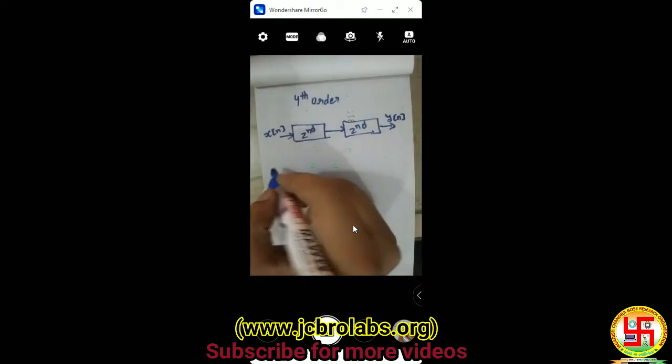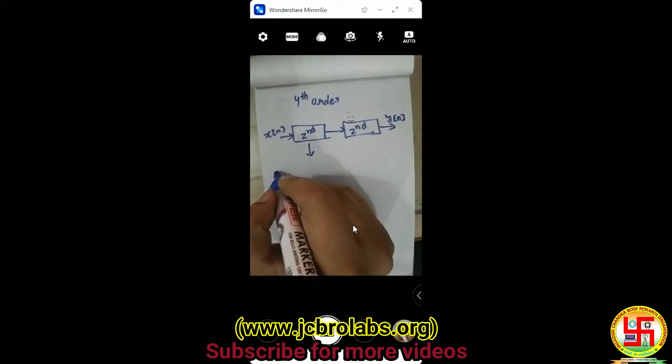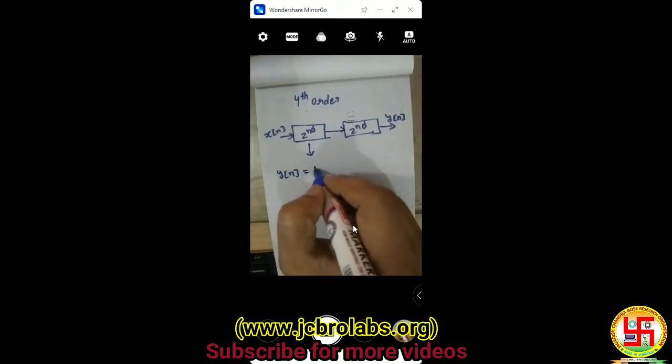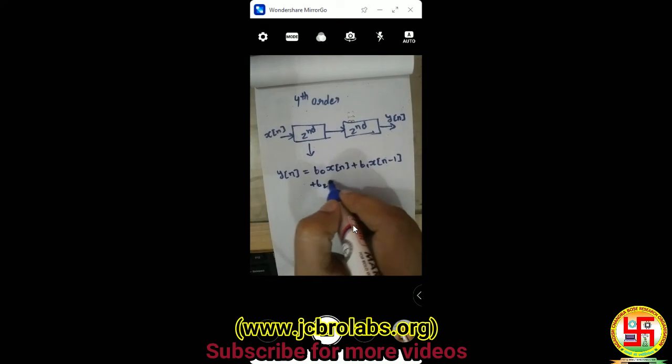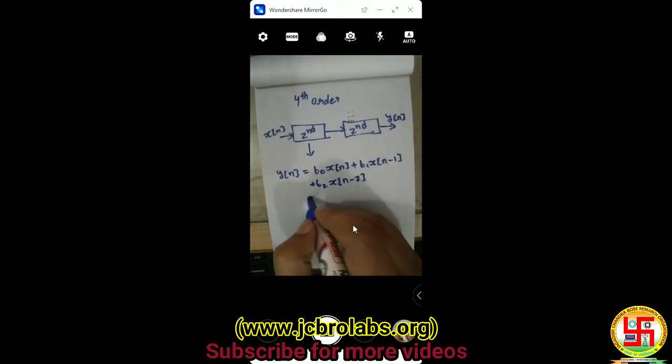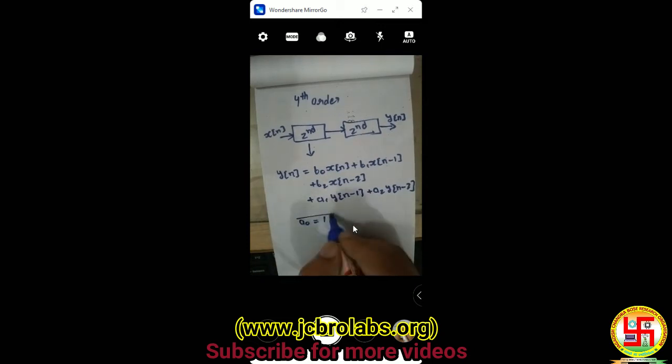The time domain equation for one second order filter will be y of n equals b0 x of n plus b1 x of n minus 1 plus b2 x of n minus 2 plus a1 y of n minus 1 plus a2 y of n minus 2. This is true when our a0 is equal to 1. So we are assuming that the primary coefficient a0 is 1. Now we have to identify these coefficients b0, b1, b2, a1 and a2.